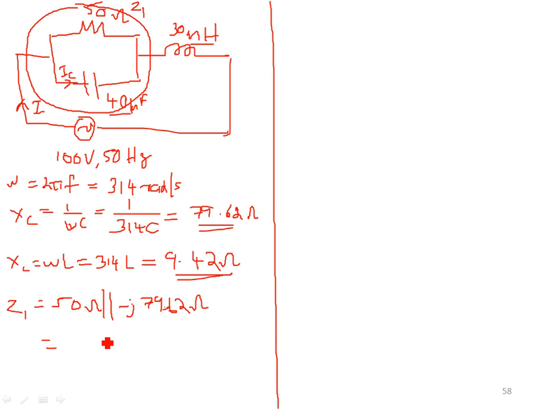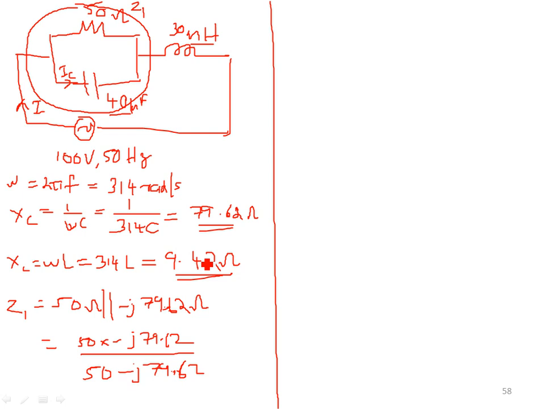So it is 50 into minus j 79.62 divided by R1 plus R2, that is 50 minus j 79.62. Okay, now this is basically in the form R1 R2 divided by R1 plus R2. That is Z1.